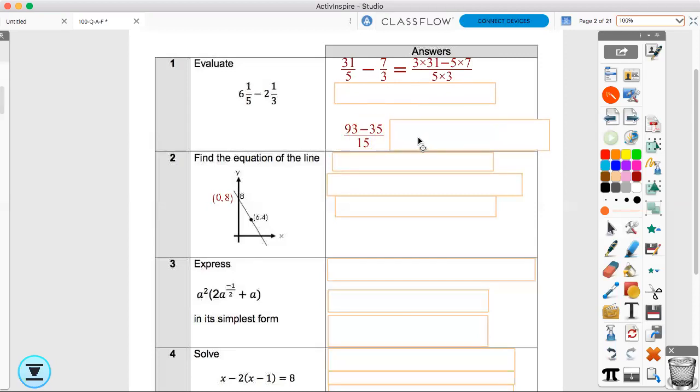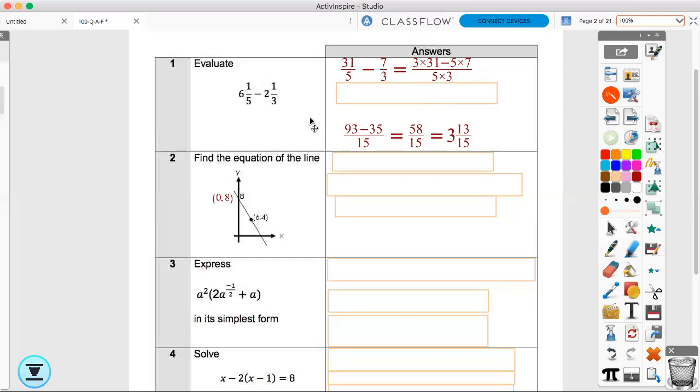That would give you 93 take away 35 over 15, which is 58/15. So you might say to me, okay, can I leave it like that? You could, but if we look at the question here, they've started giving us mixed fractions. So what we're going to do is give them our answer as a mixed fraction. So you would divide 58 by 15, which is 3, and the remainder would be 13. Okay, so that's why the answer that you got on that paper was given as a mixed fraction.